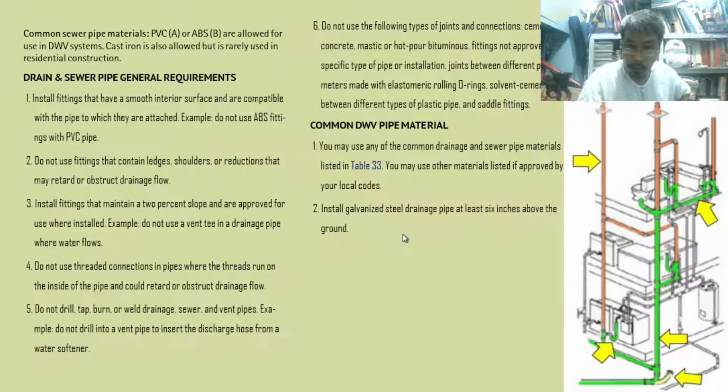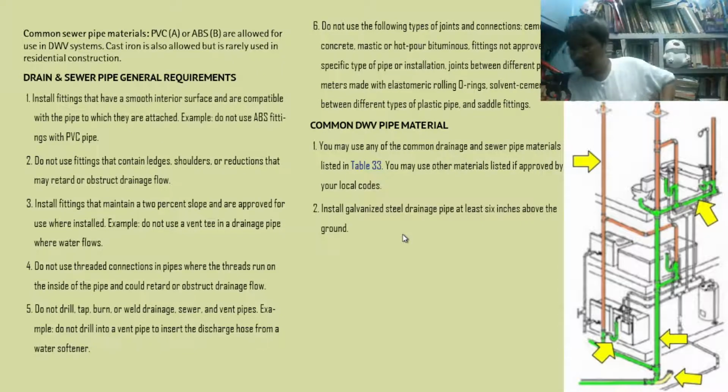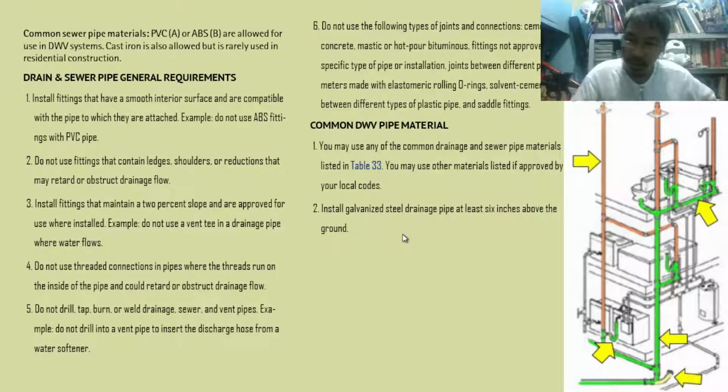Common sewer pipe materials, PVC or ABS, are allowed for use in DWV systems. So they are both what? Plastic. Okay. Cast iron is also allowed but is rarely used in residential construction. So for waste, drain and vent, we usually use plastic. Either PVC or ABS. They are both sufficient and economical. Okay.